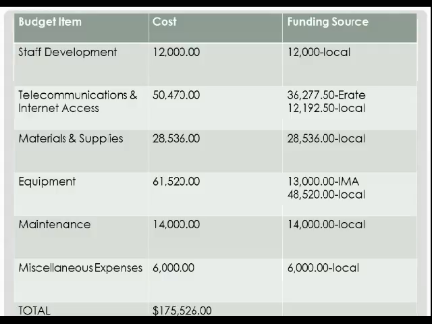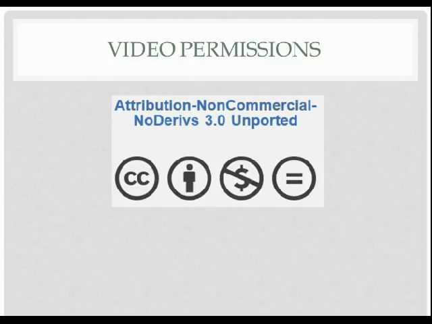For materials and supplies, we spend $28,536 out of local funds. For equipment, we spend $61,520. $13,000 of that comes out of our IMA, which is the instructional materials allotment, and the rest is picked up by our local funds. Maintenance is $14,000 locally. Miscellaneous expenses is $6,000 locally, for a grand total of $175,526.